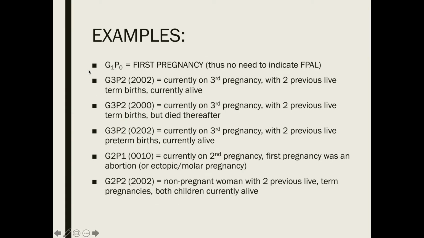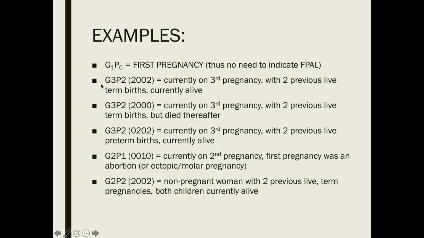Okay, so the first example will be G1P0. This is also called a primigravid. And this means that the patient is on her first pregnancy. So for this case, we don't really need to denote the FPAL because this is just her first pregnancy.